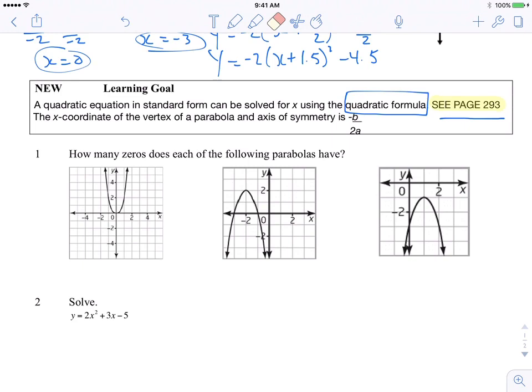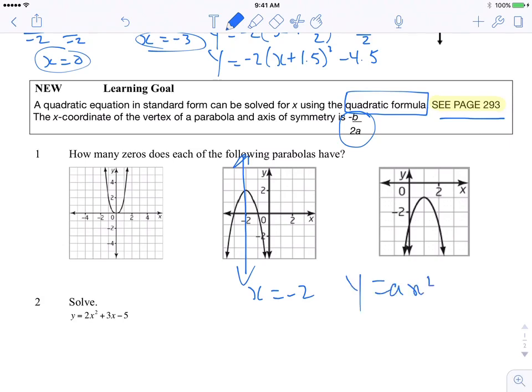You can also, based on that formula, determine the x-coordinate of the vertex of a parabola, which is also the axis of symmetry, right? So for example, this parabola here, we know x equal negative 2 is the axis of symmetry for that one. You can also find that by using this mini version, or a piece of the quadratic formula, negative b divided by 2a. And so a, b, and c are really right here.